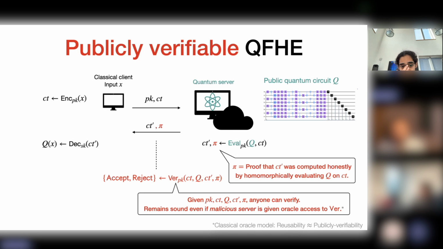And moreover, given all this public information, so the public key, ciphertext CT, CT prime, and the proof, and also this circuit Q, anyone should be able to verify whether this proof accepts or not. In particular, even the server should be able to verify. One thing to note is that the verification algorithm does not take in the secret key of the QFHE scheme, so that's why it's public verification. And the guarantee is that, even if the server is given oracle access to this verification function, it will not be able to come up with a cheating proof. That's what publicly verifiable QFHE needs.